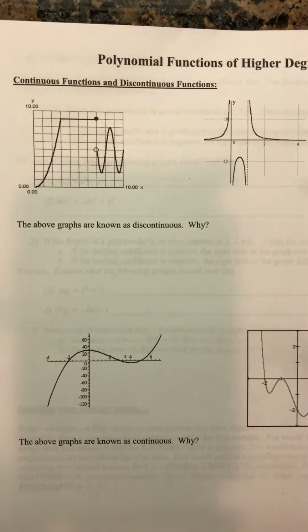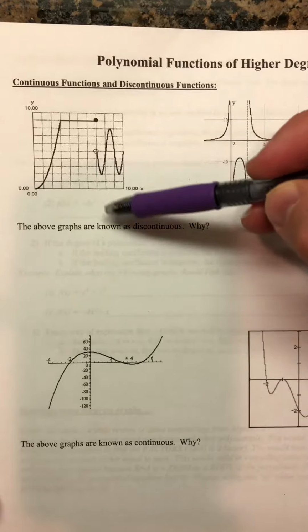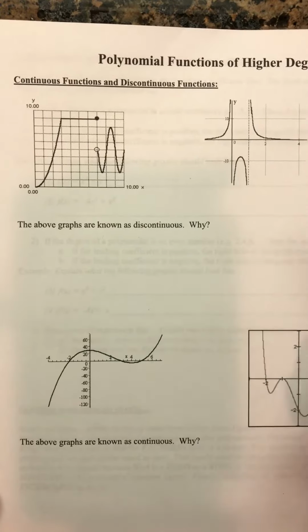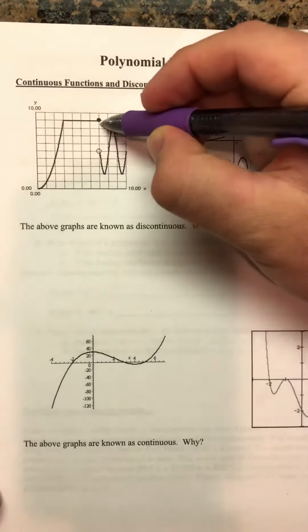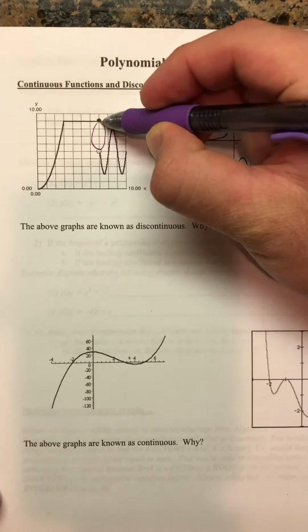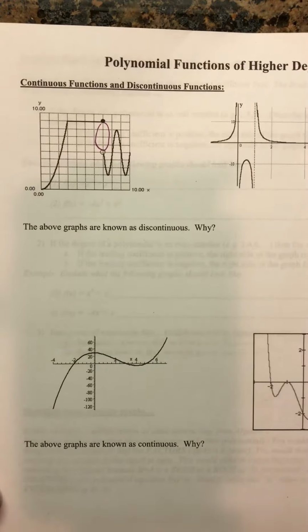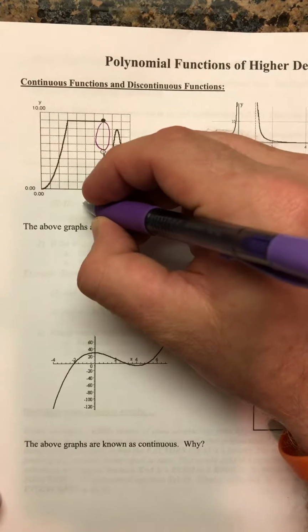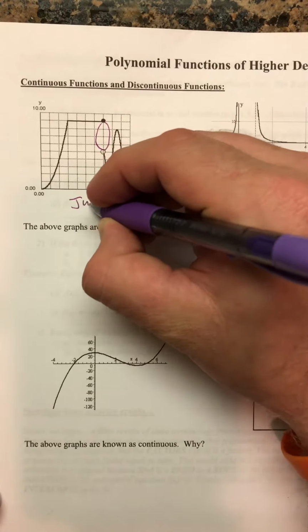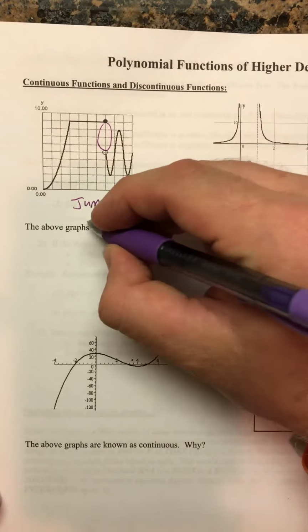All right, so check this out. Why is this graph discontinuous? Well, it's pretty obvious because right here, I had to pick my pencil up. Yep. If you want to classify, this is called a jump discontinuity.